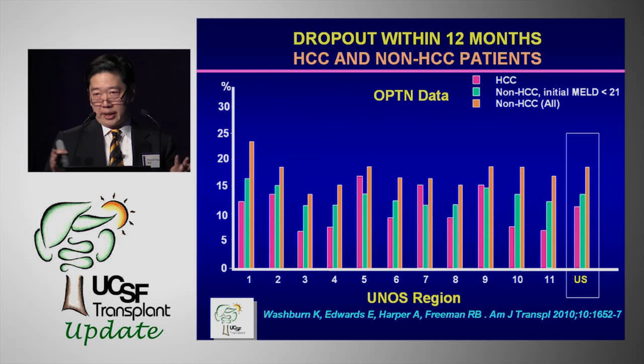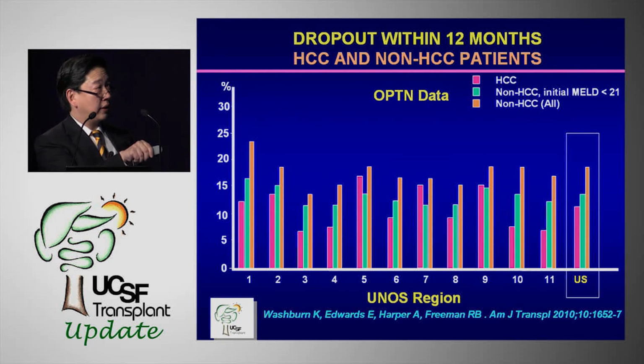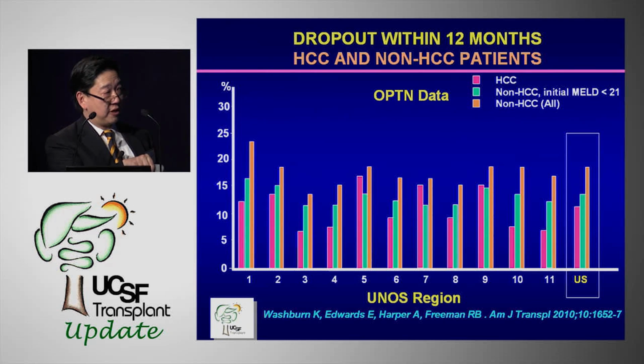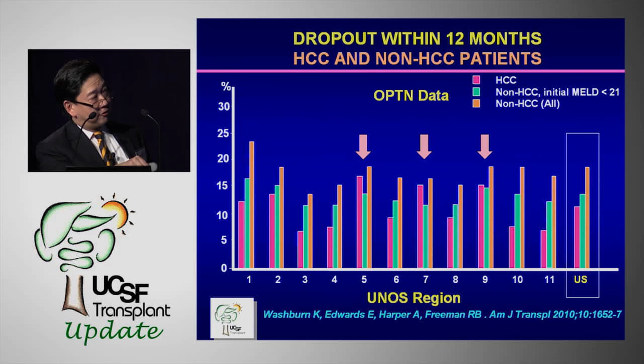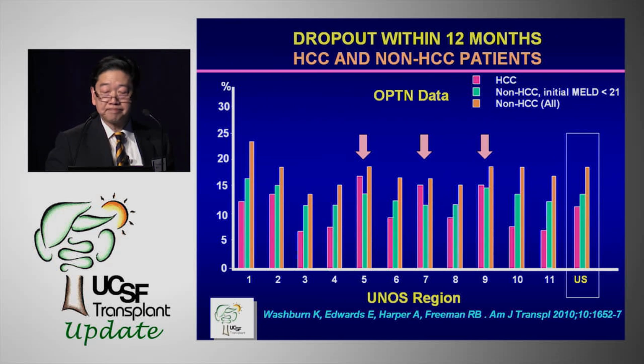So this is a similar slide, but it's a little bit older, showing that patients with HCC may be advantaged. This is across the board in the entire US. You see the red bar here is the dropout rate for those with HCC compared to all other patients, non-HCC patients, with initial MELD score under 21. And this is pretty consistent across the board. Of course, we are the exceptions. Here, region 5 is not above, but it's very close between HCC and non-HCC patients.